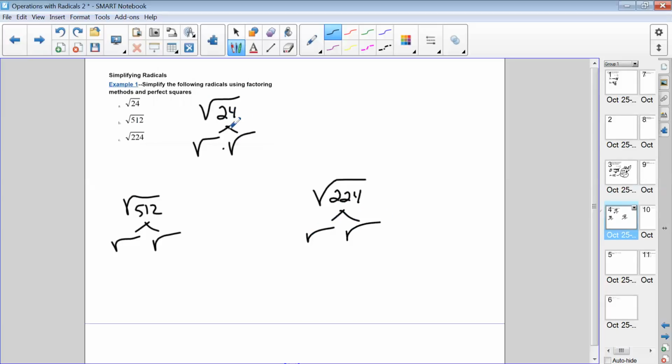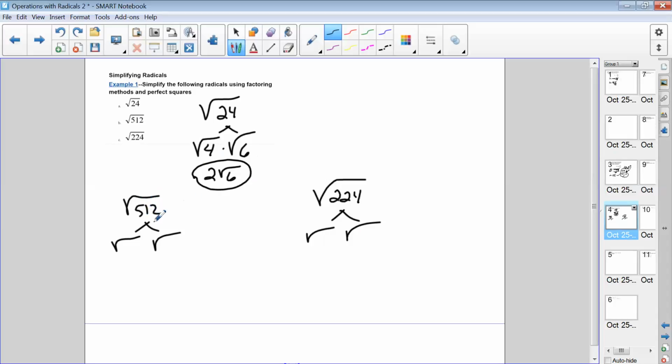The square root of 24, we've got multiple factors, but 4 and 6 will work because the square root of 4 is 2. The square root of 6, we'll leave as the square root of 6. The radicand is composite, but there's no other perfect square factor, so we are simplified. Square root of 24 is equivalent to 2 times the square root of 6.